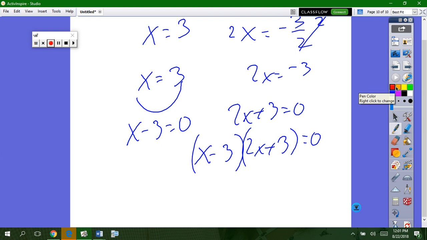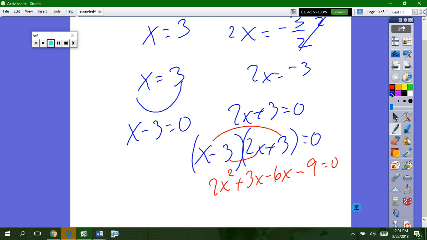Just need to distribute through, right? I'll get 2x squared plus 3x minus 6x minus 9. I went this way, and then this is -6. Oh, I haven't got there yet. I see what you're saying now. In the end, after I simplify, that's what you're going for. I just didn't get there. I was just showing myself. That is a possible equation.